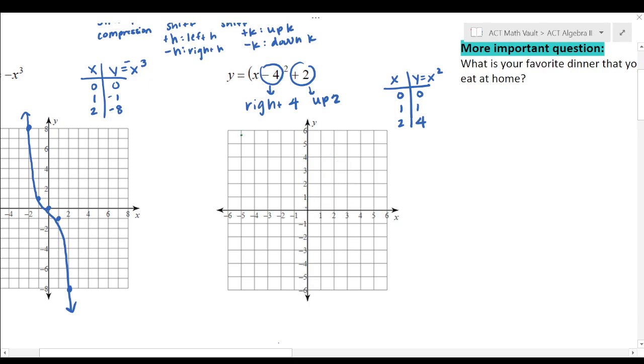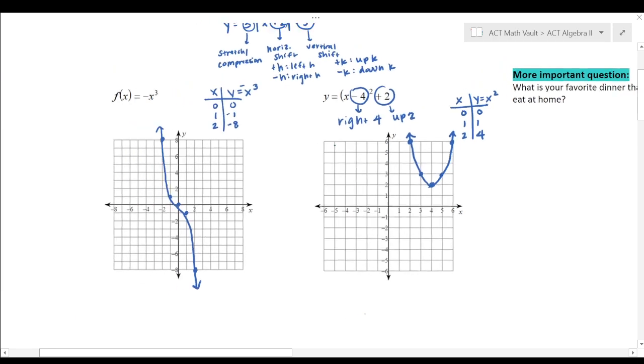So let's do that. Let's move the vertex and then work on graphing. So I'm going right 4, up 2. So my vertex that was here is now here. And so now I draw my graph. It's like, oh yeah, from there I go up 1, 1, 1, 1, and then 2, 4, 2, 4. So there's our answer here.